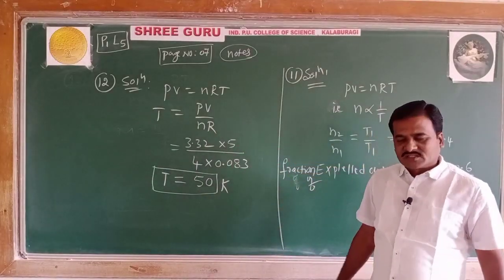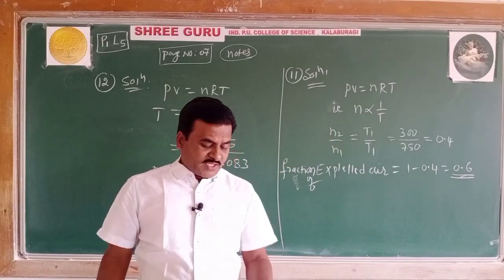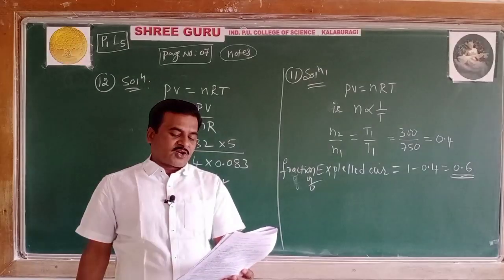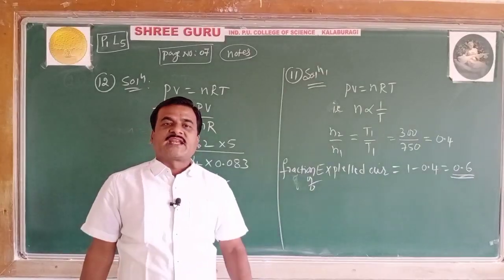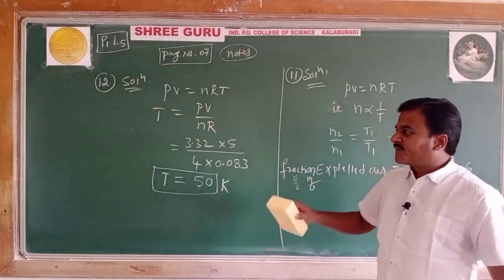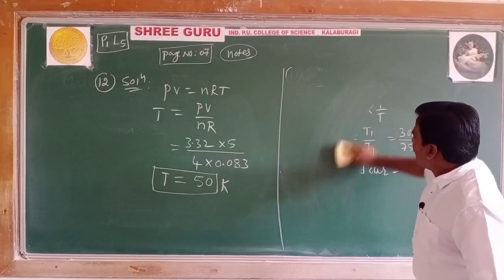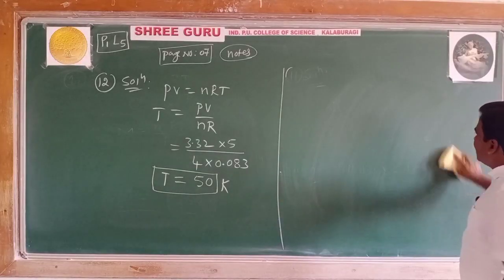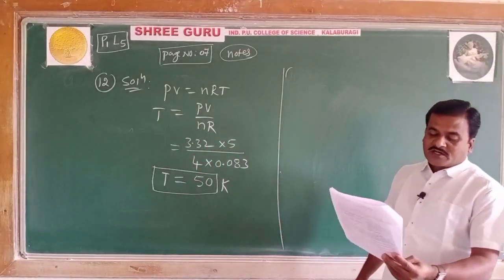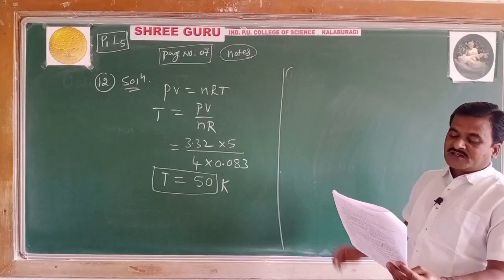This is how the 12th solution. Then looking forward, the 13th one. What is there in the 13th? Calculate the total number of electrons present in the 1.4 gram of dinitrogen gas. Well, you are asked to calculate the number of electrons present in the 1.4 gram of dinitrogen. I repeat, calculate the number of moles of electrons present in 1.4 gram of dinitrogen gas.